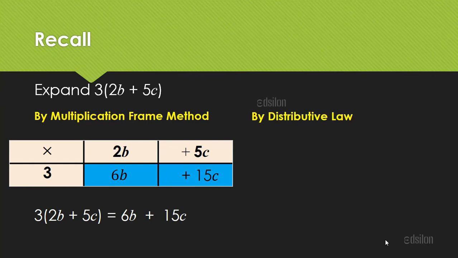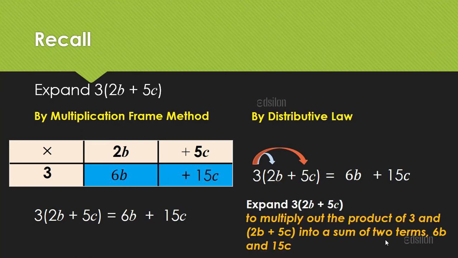We can also work out the expansion by using the distributive law. Let's take a look. First, distribute 3 to 2b to obtain 6b. And then distribute 3 to 5c to obtain 15c. You can see that using both methods, the answers are the same. When we are asked to expand 3 times 2b plus 5c, what we are asked to do is to multiply out the product of 3 and 2b plus 5c into a sum of 2 terms, 6b and 15c.